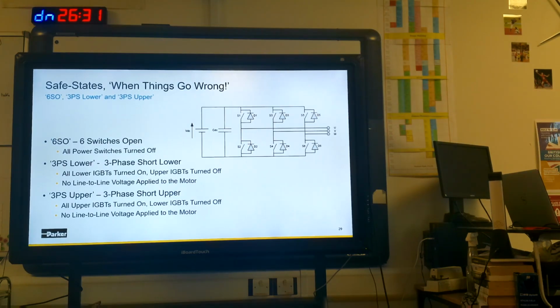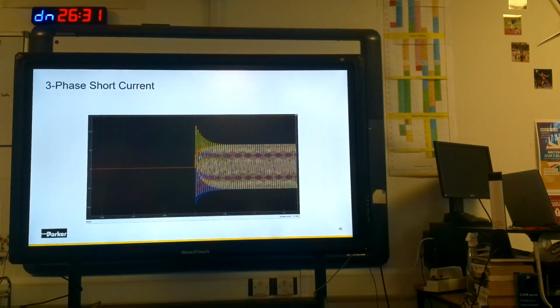If I play that same scenario again, but rather than go to 6 switches off, I go to one of the three-phase short circuits, then effectively what I'm doing is I'm placing the back EMF across the inductance and the resistance of the machine. Okay? When you do that, you get to see the three-phase short circuit current. Sometimes this is known as the characteristic current.